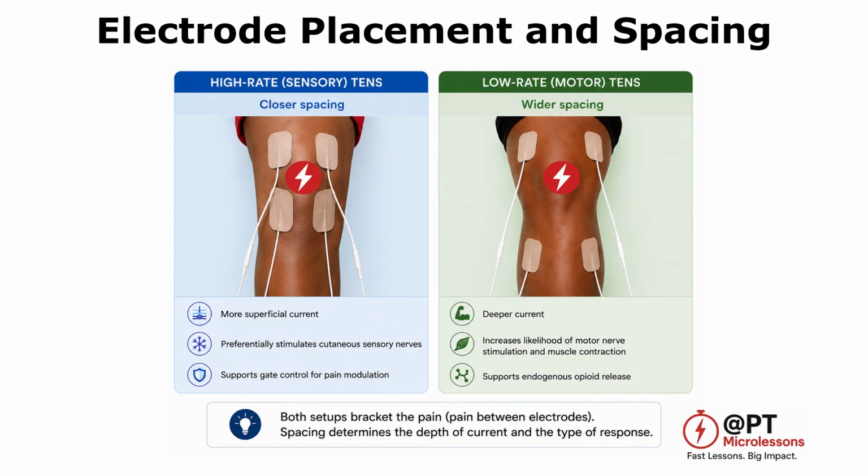For low rate or acupuncture-like TENS, the electrodes are placed farther apart. In this case, the electrodes are also positioned over the muscle to increase the depth of current and recruit motor units. So even though both setups bracket the pain, the spacing and placement change based on whether we want a sensory or motor response. If you want a deeper review of high rate and low rate TENS, I cover that in a separate micro lesson.